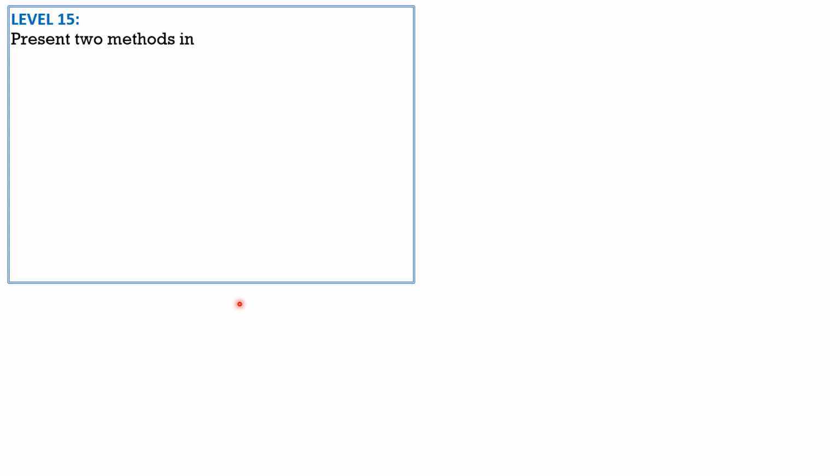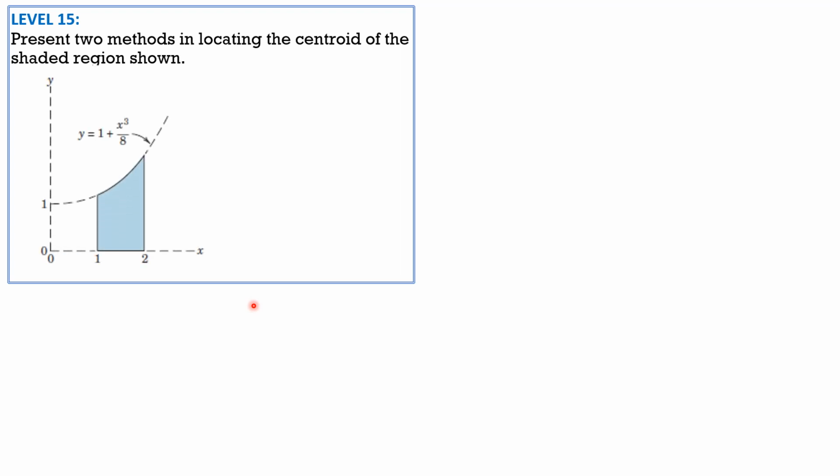Level 15, present two methods in locating the centroid of the shaded region shown. So this is almost similar to the preceding problem, level 14, but a bit challenging because this is no longer a spandrel parabola but an nth degree curve, a third degree curve. So we use the general formula.